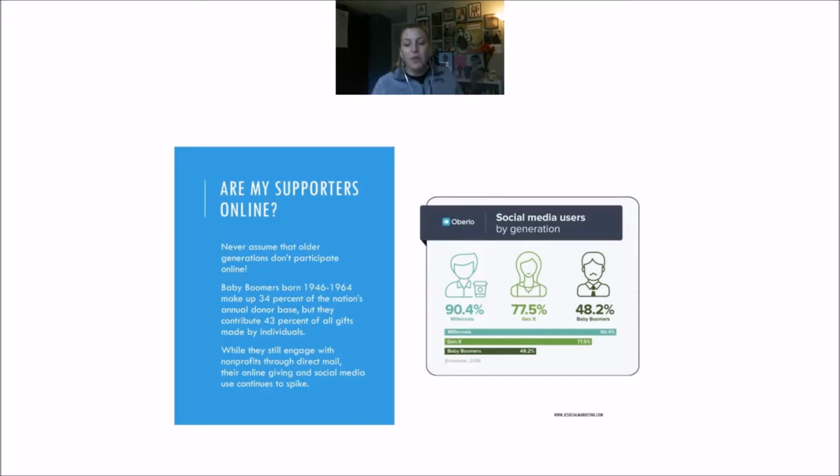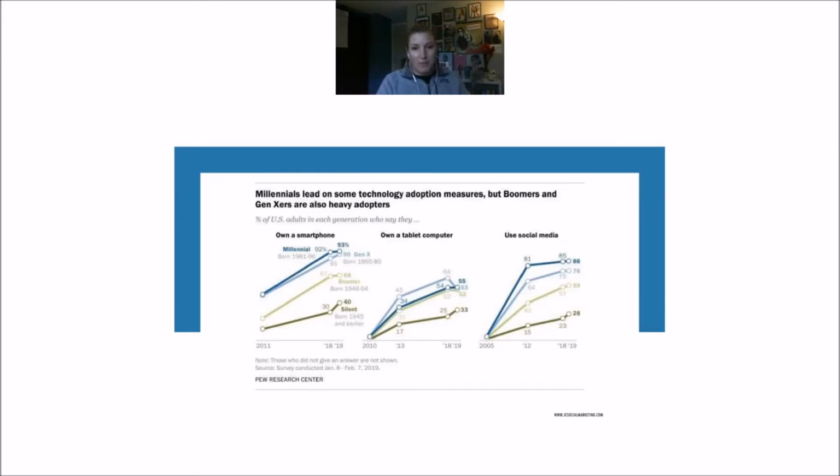So if you think your supporters are not online, I encourage you to read up on the demographics of social media use by generation, because baby boomers are actually the fastest growing demographic adopting these kinds of tools. And most baby boomers are on at least 2 platforms, if not more. So yes, of course, these generations engage with you through direct mail. That's probably not going to stop anytime soon, but their online giving and social media use continues to grow. It's important for us to understand that.